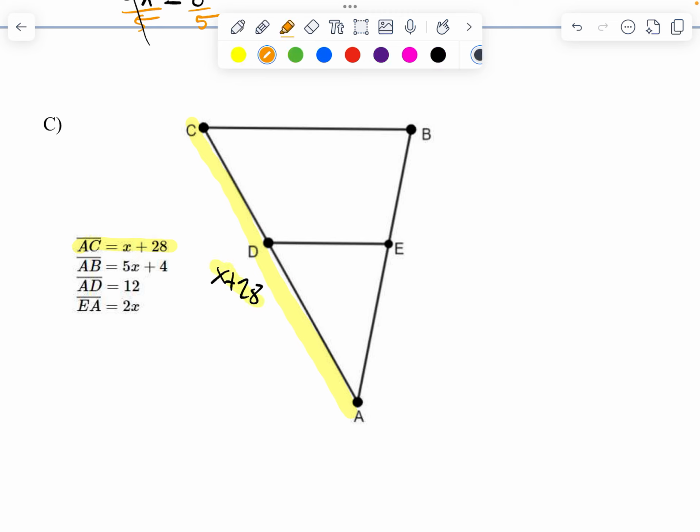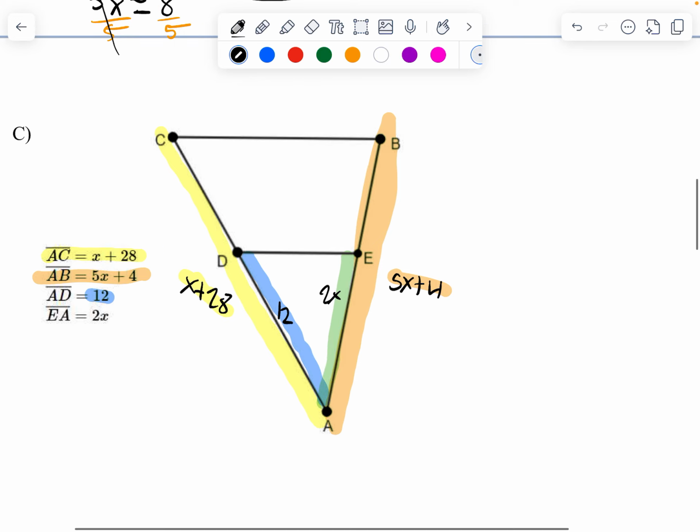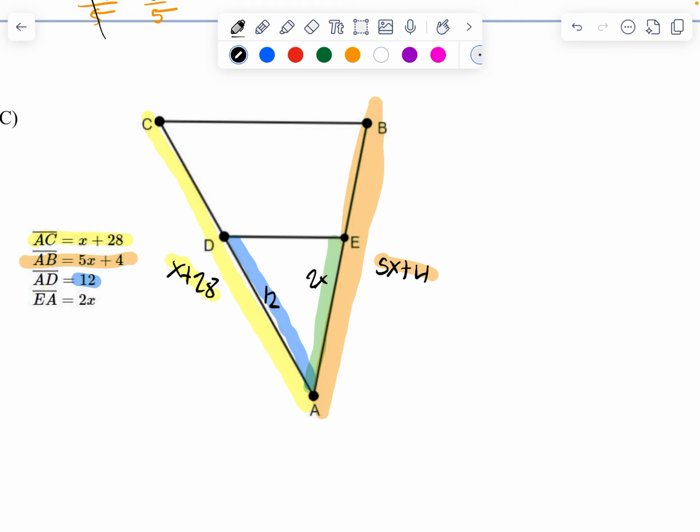All right. Our next one is AB, which is the entire length here. That thing is 5x plus 4. All right, now next we have AD, which is just the little length right there. That one is 12. And then E to A, which is our other little length, that is 2x. Now remember, we can set this up any way we want to, right?